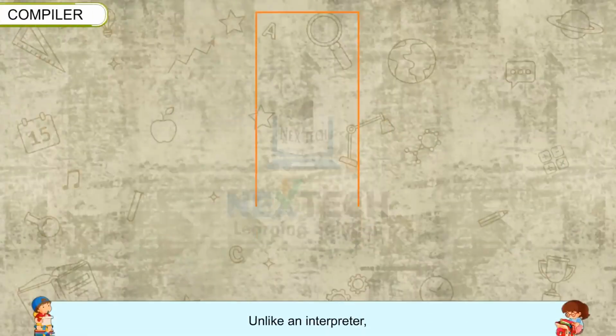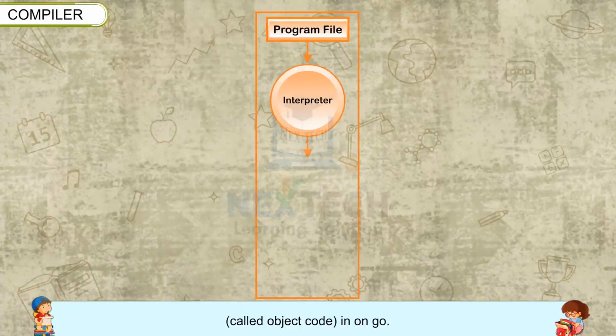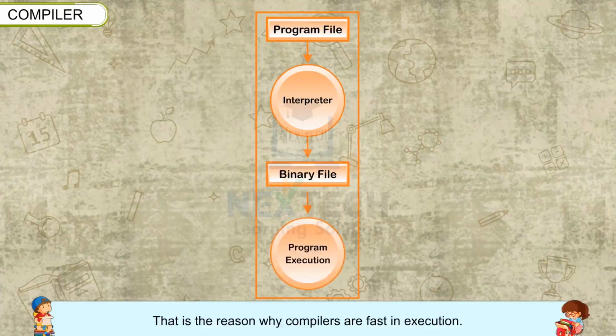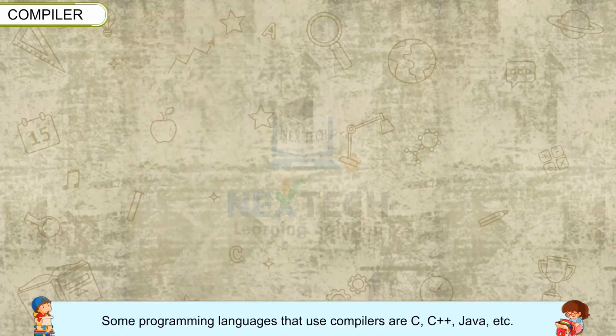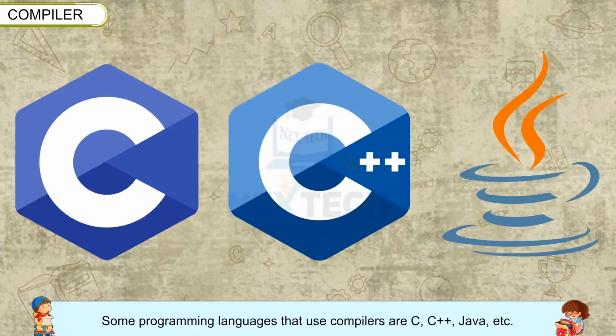Compiler. Unlike an interpreter, a compiler will convert the whole program into machine codes called object code in one go. It will list all possible errors also in one go. That is the reason why compilers are fast in execution. Some programming languages that use compilers are C, C++, Java, etc.